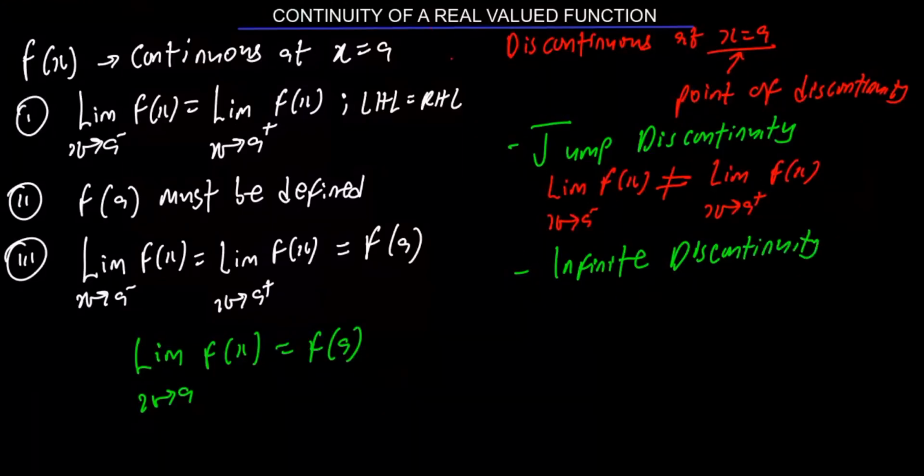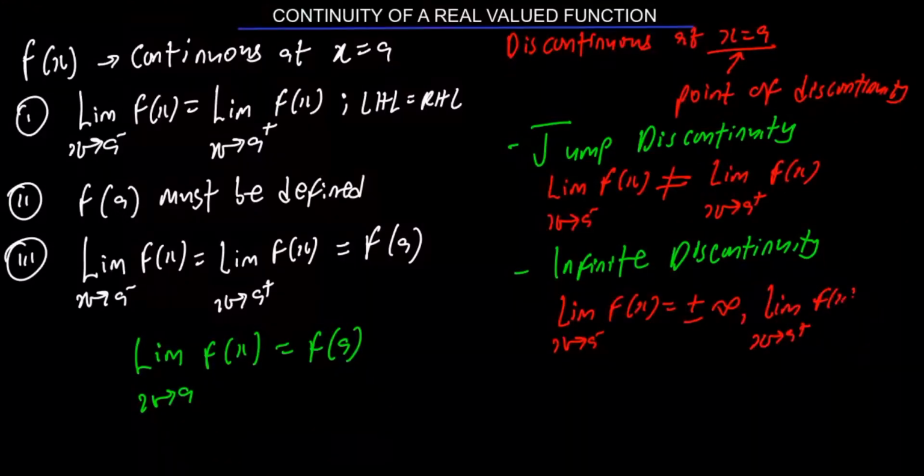All right, what's infinite discontinuity? That is, if your limit as x tends to a negative of f of x gives you something like positive or negative infinity, or your limit as x tends to a positive of f of x is giving you either of these infinities, then we have infinite discontinuity. It makes sense because from the name you get the concept.